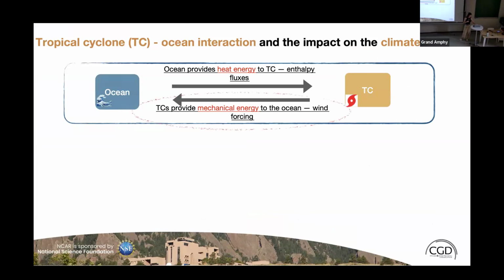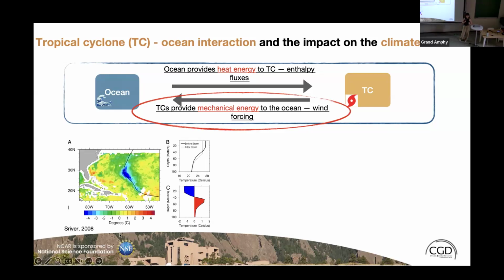And it is this part of the interaction, the TC wind forcing on the ocean, that is one of the key processes through which tropical cyclones can affect our climate state. And this is what my talk will be focused on, and I will now explain how this works.